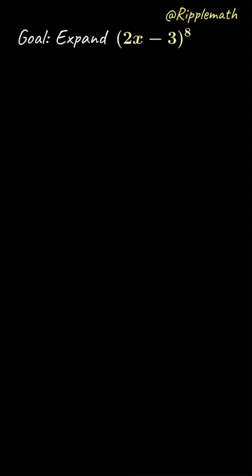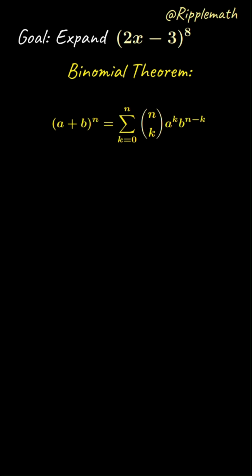Hi guys. All right, let's expand this binomial expression, 2x minus 3 all to the 8. We're just going to use the binomial theorem to do this. (a plus b) to the power of n is the sum from k equals 0 to n of n choose k, so that's the binomial coefficient there. Some people say nCk, a to the k, b to the n minus k.